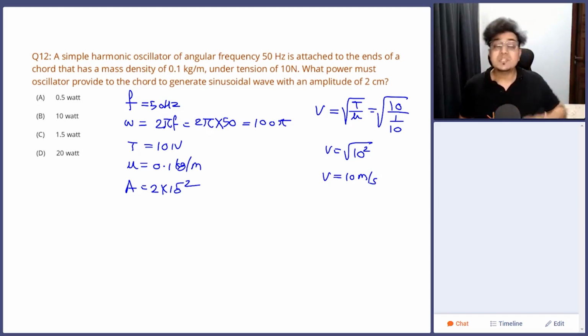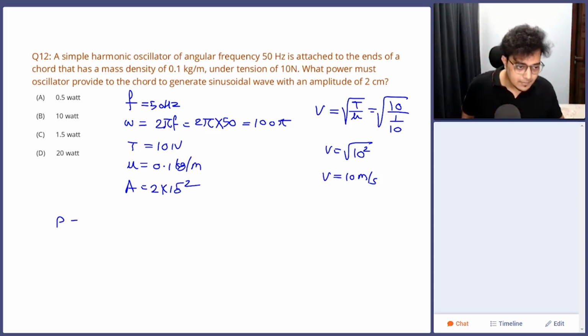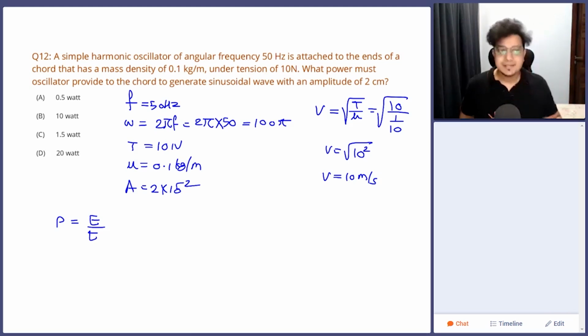So we have the velocity of the wave as well, and now we have to figure out how much power we should give. See, power is energy per unit area. Sorry, energy per unit time. Apologies. Power is the energy provided by the oscillator per unit time.